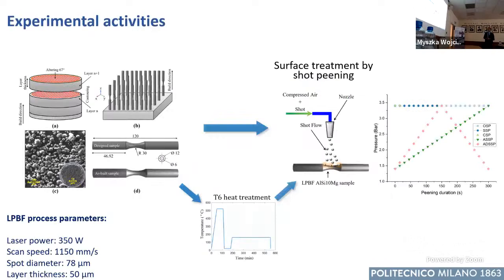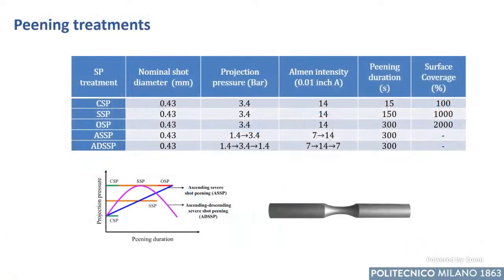Okay, so this is in numbers the treatment we applied in terms of pressure and peening duration. This is the sample. This is the batch of the specimens. We are also applying the T6 treatment, and these are the laser process parameters that I'm not mentioning due to the limited time.